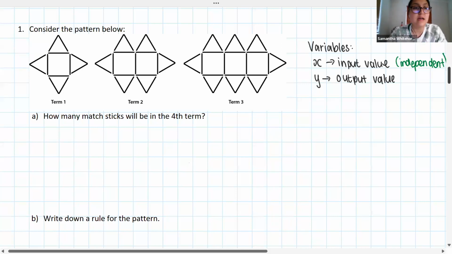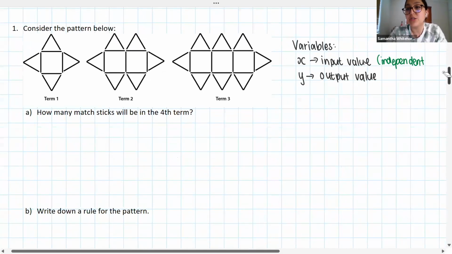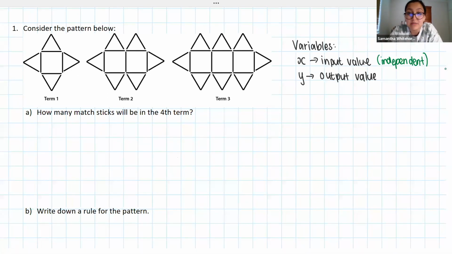Again, I can pick any picture or any term in my sequence. That doesn't matter. It is independent of the rule. What is dependent is our Y value, so that would be our dependent variable. We can only get our Y value once we know our X. The value of Y depends on what X's value is.